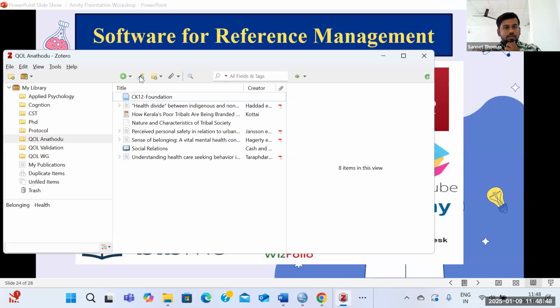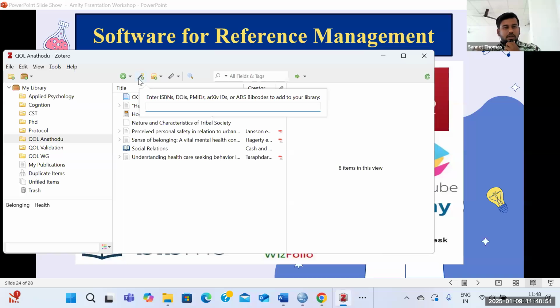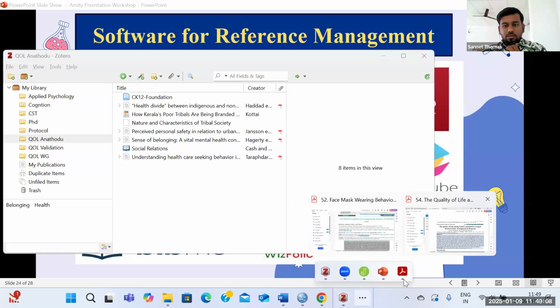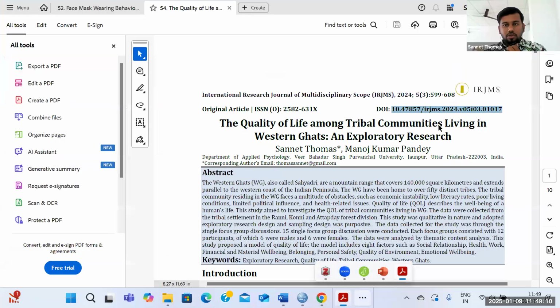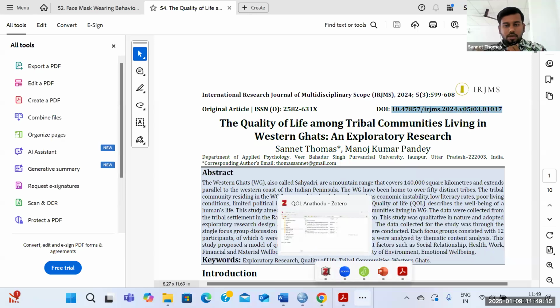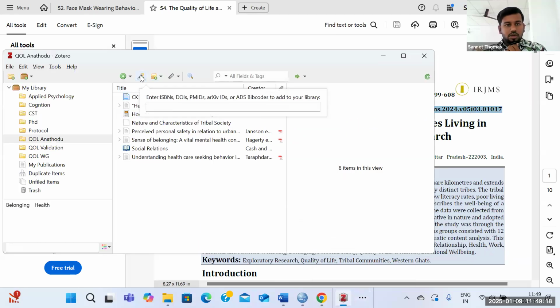Apart from that, you can see one option here. One magical stick is here, that symbol. If you click here, you can put the DOI number or ISBN number. Suppose you have the DOI number, you can copy the DOI number, then come back to Zotero, click here, paste the DOI number, enter.